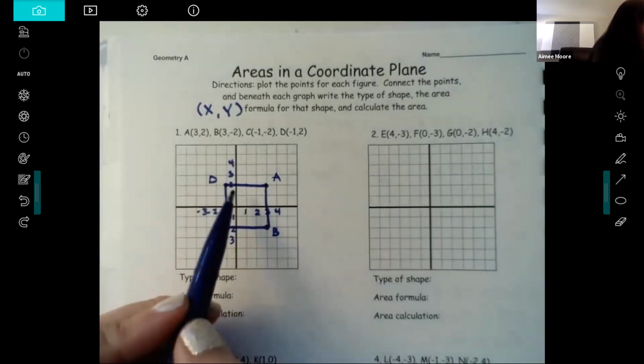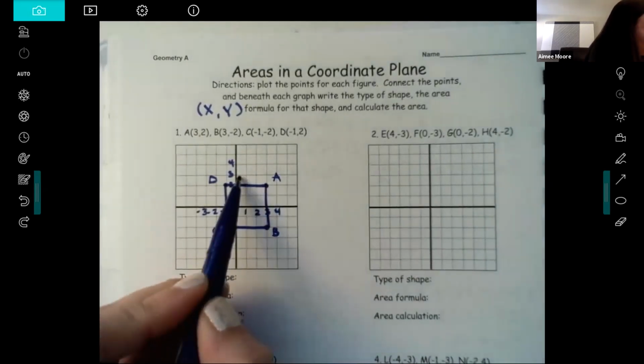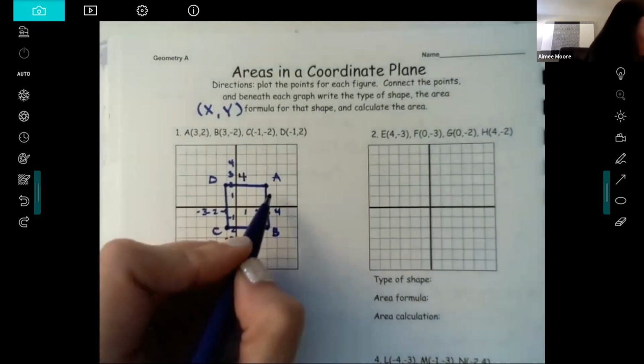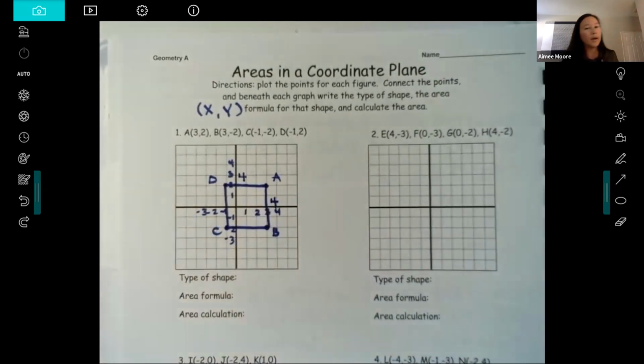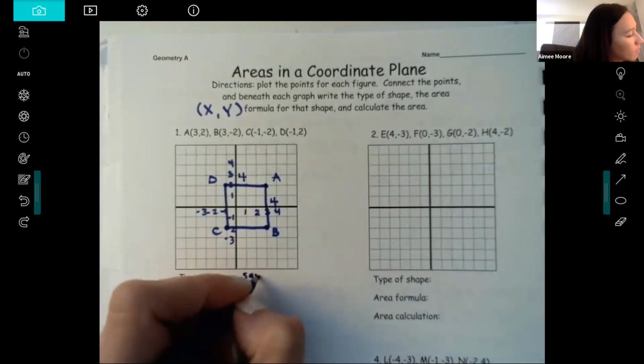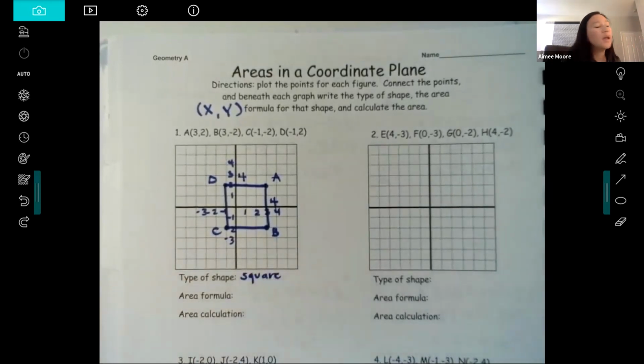And so what shape is this? Let's see, we have 1, 2, 3, 4. Our length is 4 and our width is 4. So what shape is this? Square. Yep. And how do we calculate the area of a square? I forgot.